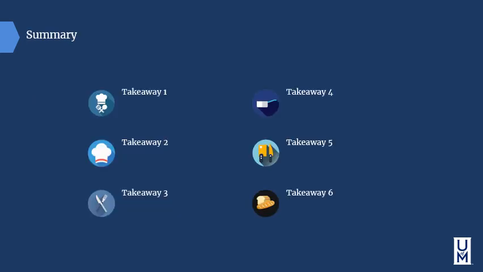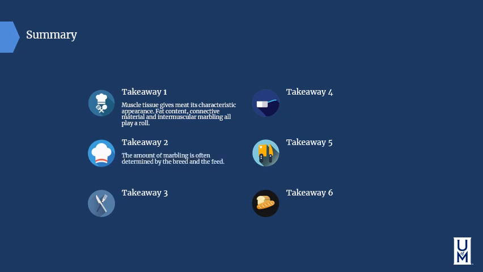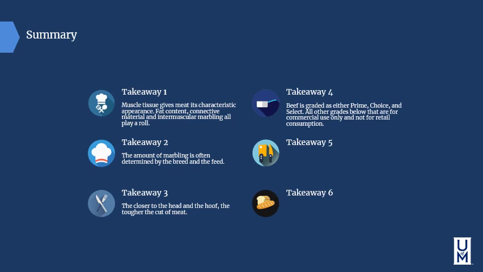So some of the takeaways from this particular module: muscle tissues give meat its characteristic appearance. Fat content, connective material, and intermuscular marbling all play a role. The amount of marbling is often determined by the breed and the feed. The closer to the head and the hoof, the tougher the cuts of meat. Beef is graded either prime, choice, or select. All other grades below that are commercial use only and not for retail consumption.